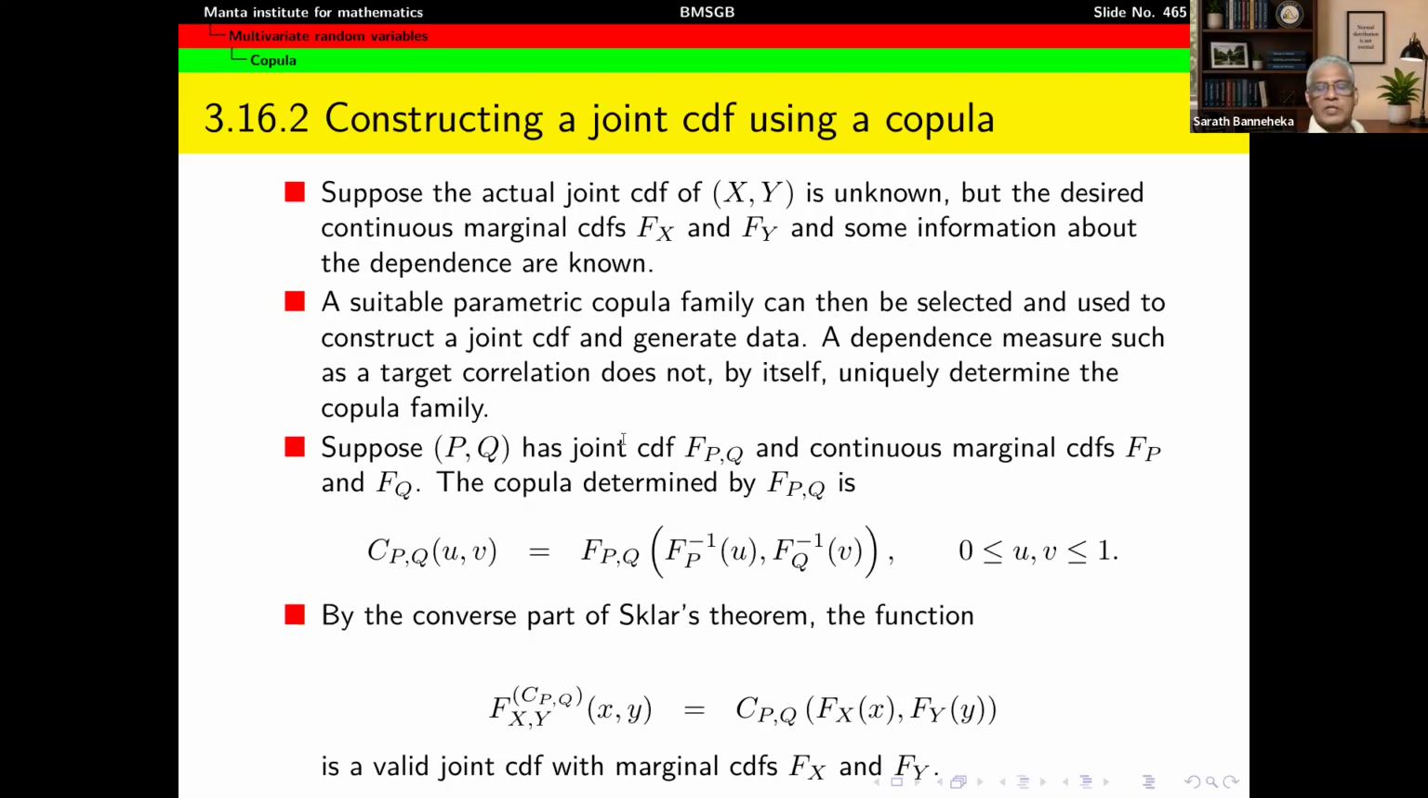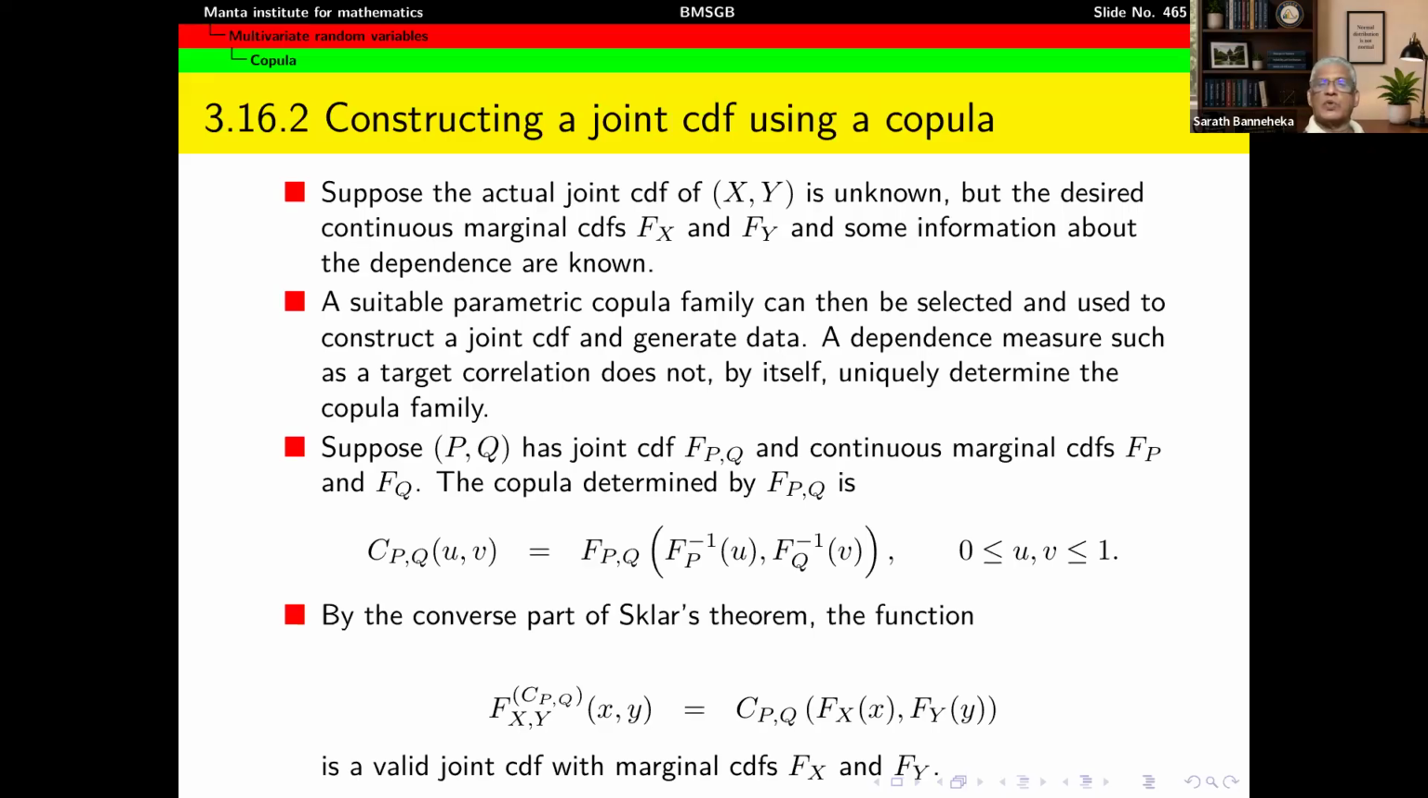Now, here I'm going to prove the converse. I have not proved the converse of this Sklar's theorem yet. So suppose the actual joint CDF of X and Y is unknown. This is important in that kind of situation. But suppose the desired continuous marginal CDFs F_X and F_Y are known and some information about the dependence between X and Y is also known. So consider that situation.